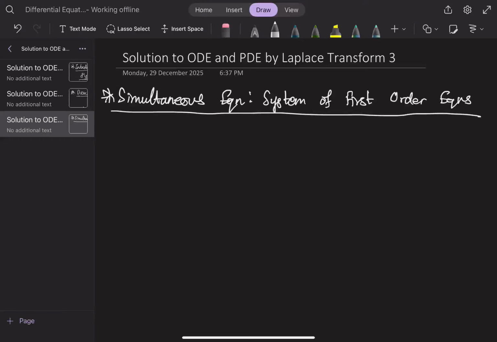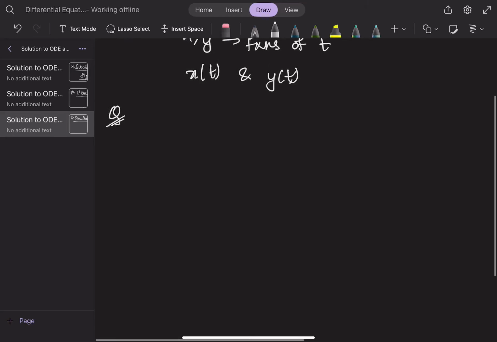Guys, let's continue. So now we have your simultaneous equations. You will be given x and y, which are functions of t basically, and you need to find x(t) and y(t). So let's take an example and I'll explain on the way.